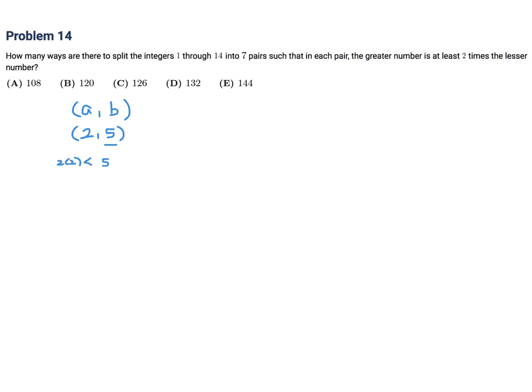So that's just one example. So basically we want a situation where B is at least 2 times greater. So B is greater than 2A. Greater than or equal to, right? Because it could be equal, I believe. Okay, so let's work through this. Let's list all the numbers: 1, 2, 3, 4, 5, 6, 7, 8, 9, 10, 11, 12, 13, 14.